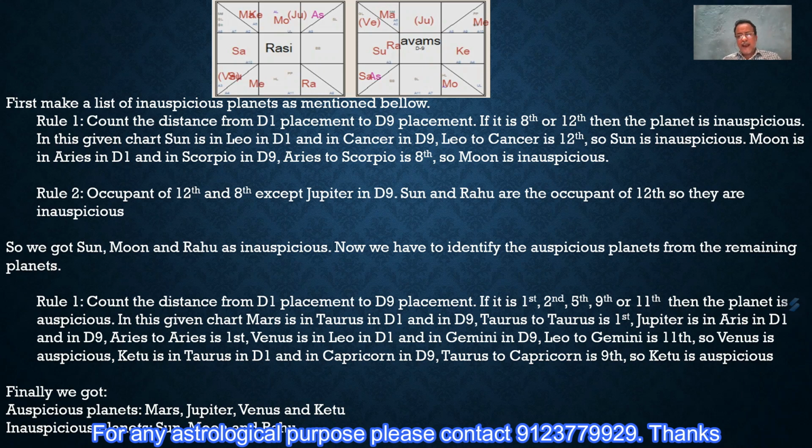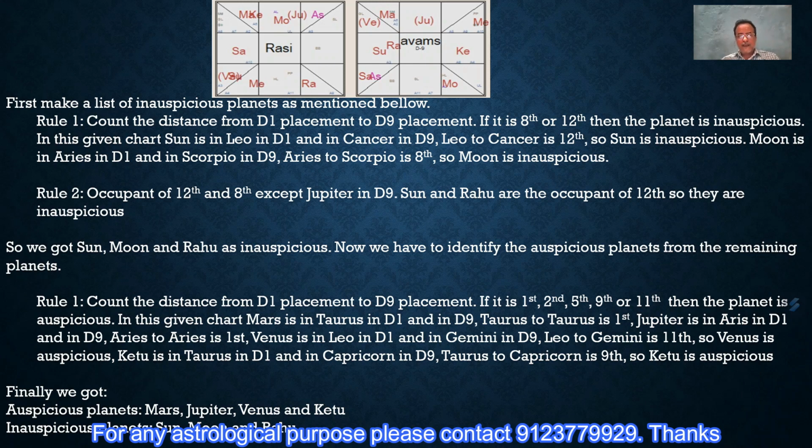Jupiter is in Aries in D1. Please follow my cursor. Jupiter is in Aries also, and also in Aries in D9. Please follow my cursor. So, Aries to Aries is first. That's why Jupiter is auspicious.